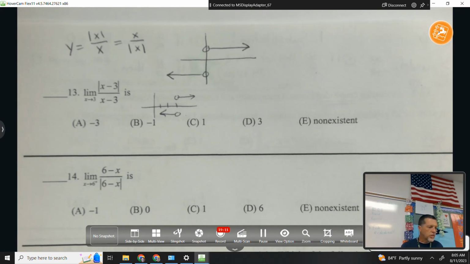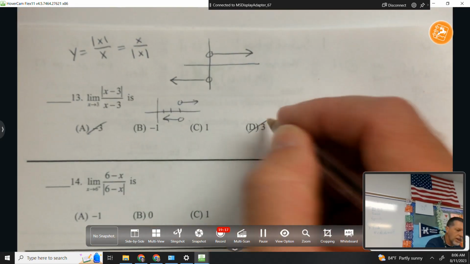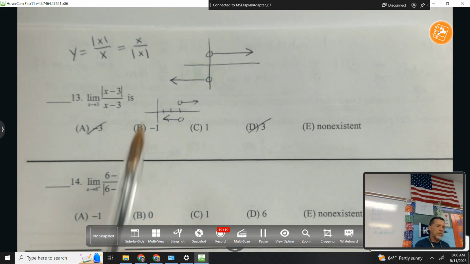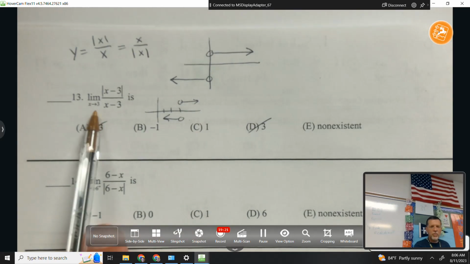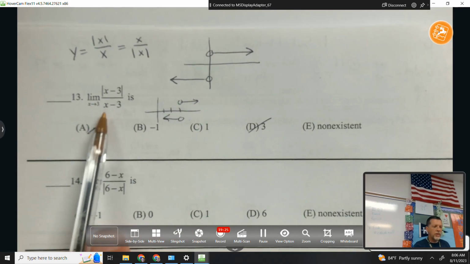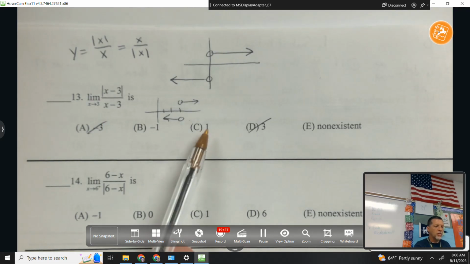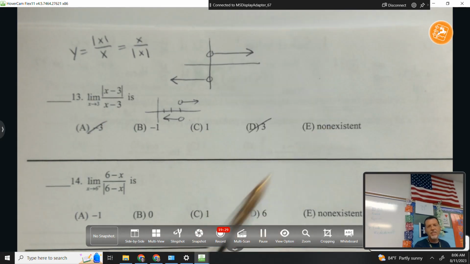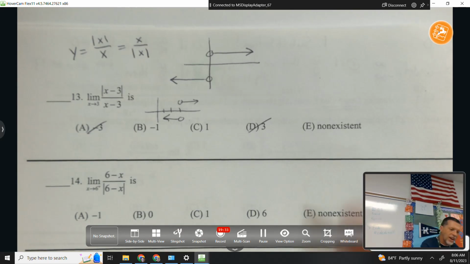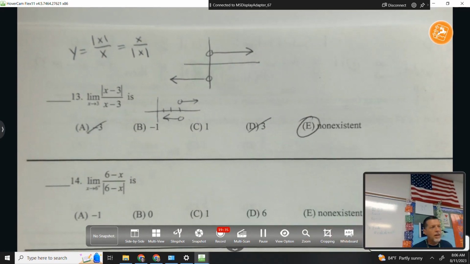So the limit as x approaches 3. Well, it's definitely not negative 3 or 3. So looking at this picture, as x approaches 3, what's my y value doing? Is it approaching negative 1, approaching positive 1, or does it not exist? It doesn't exist, because they're coming from different sides, so it's non-existent. It would need to be a one-sided limit to exist.